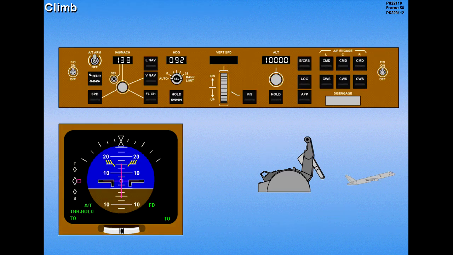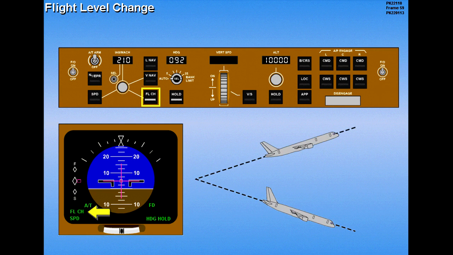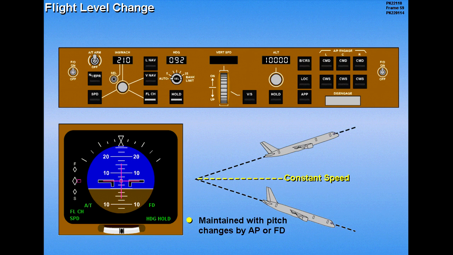After takeoff, normally at 1,000 feet AGL, flight level change is selected for engagement, which re-energizes the auto throttle servo. Flight level change is used to perform climbs and descents at a constant speed. Constant speed is maintained with pitch changes by the autopilot or flight director.